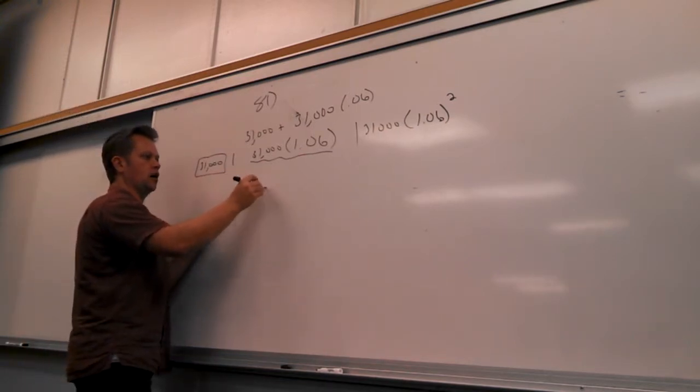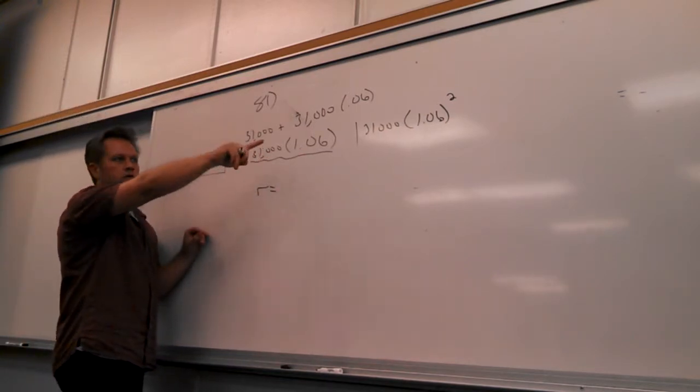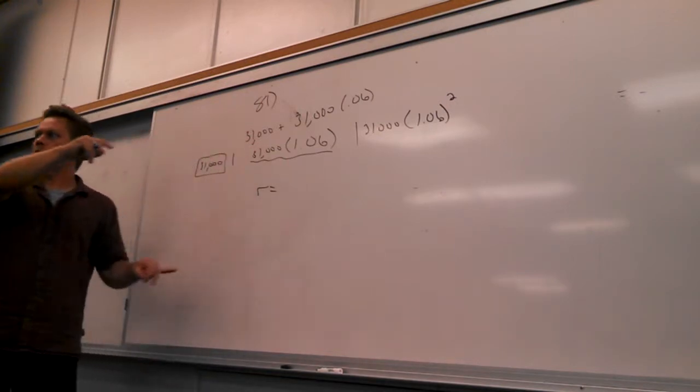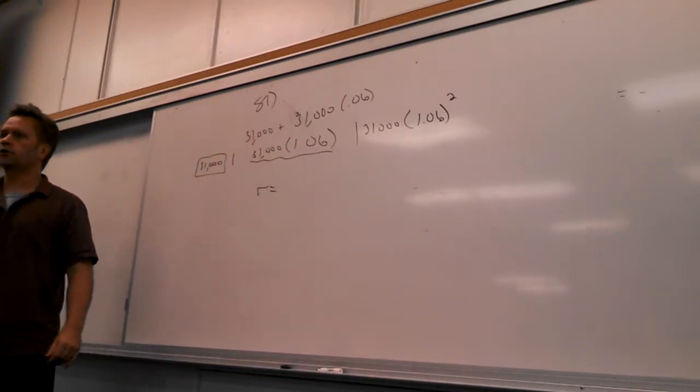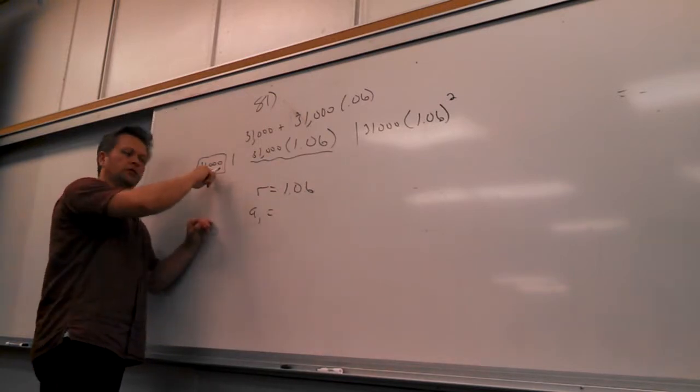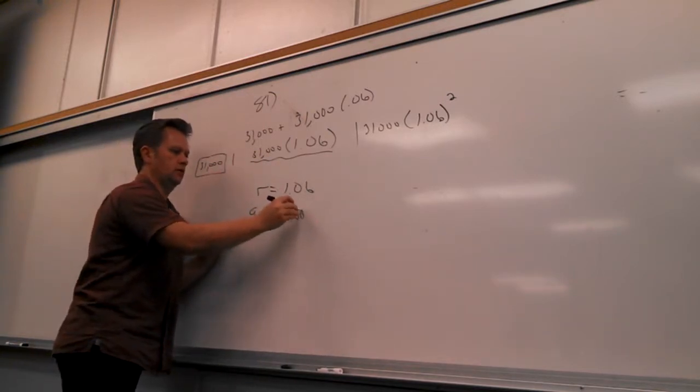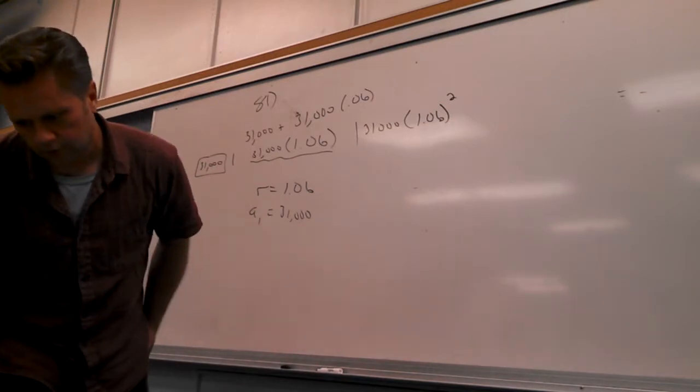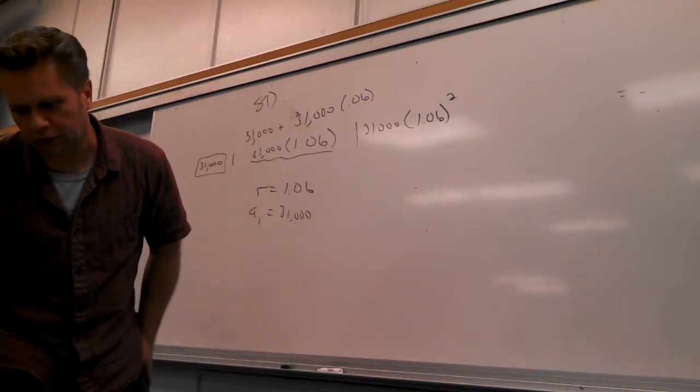So what is R? What do I keep multiplying by? 1.06. And what's A1? 31,000. That was my original salary. And what do they ask you? Find your salary during your 15th year.